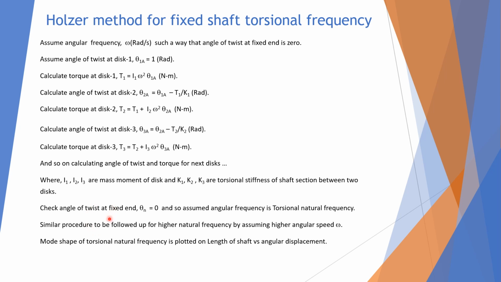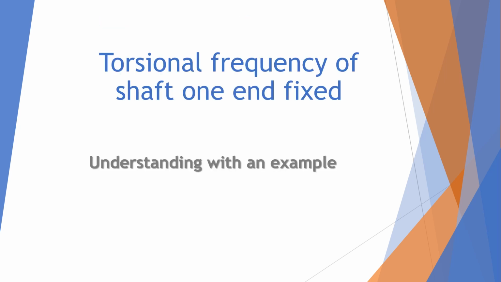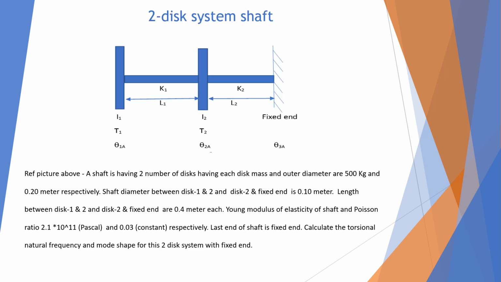At the fixed end, if theta n is 0, then the assumed frequency is a natural frequency. Similar procedures are to be followed for the higher natural frequencies by assuming a higher angular speed, and the mode shape for the torsion natural frequency is plotted as the length of the shaft versus angular displacement. So let us understand with an example how torsion frequency is calculated when one end of the shaft is fixed.